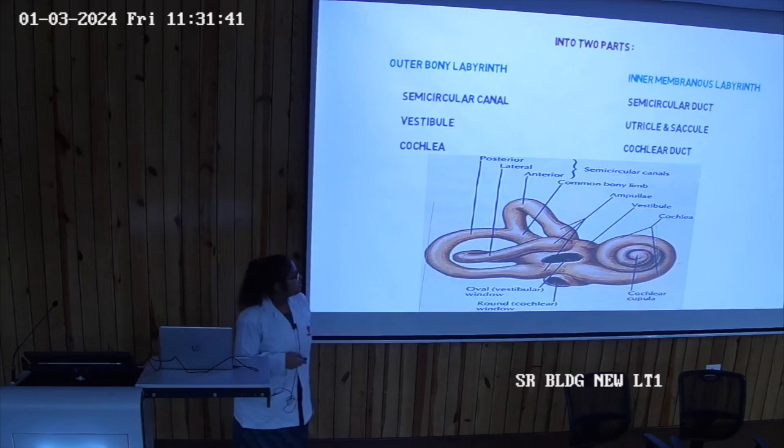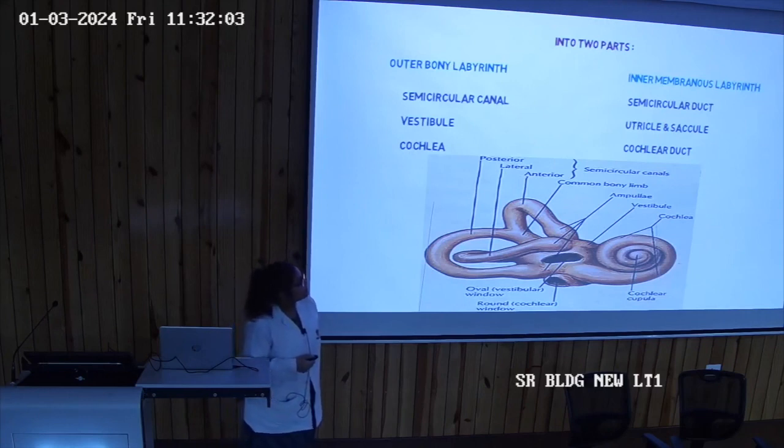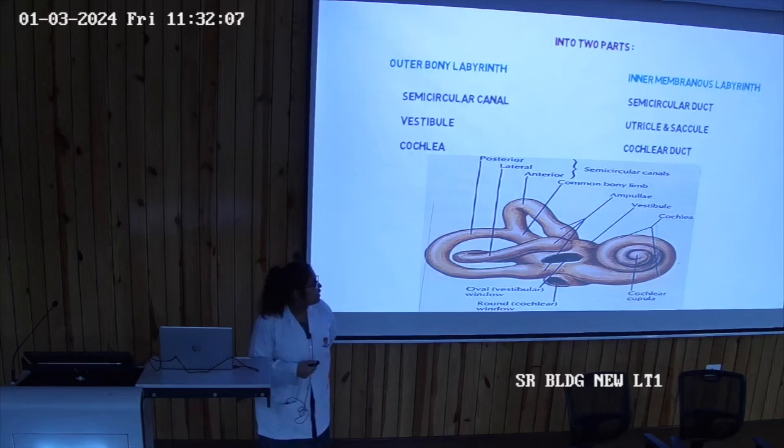The cochlea has a central axis known as the modiolus, around which the spiral duct arises, which divides the cochlear duct into 3 compartments, that is the scala tympani, the scala media, and the scala vestibuli. The inner membranous labyrinth is composed of semicircular ducts, utricle and saccule, and the cochlear duct.